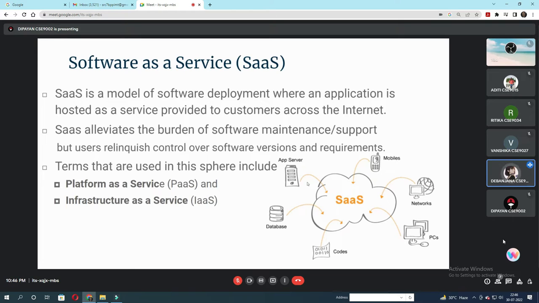And next, infrastructure as a service, they refer to a pool of physical or virtual infrastructure that a cloud provider will deliver for an organization for its data centers. For example, we have the Amazon Web Services Elastic Compute Cloud, EC2, then Microsoft Azure, and Google Compute Engine, GCE. Next slide.